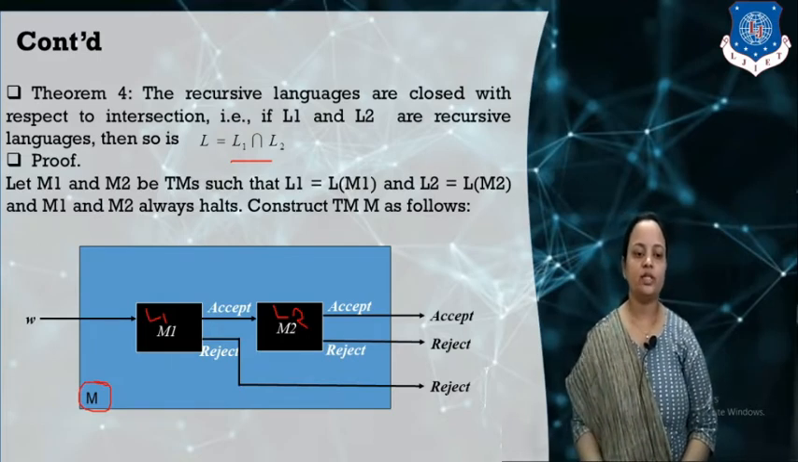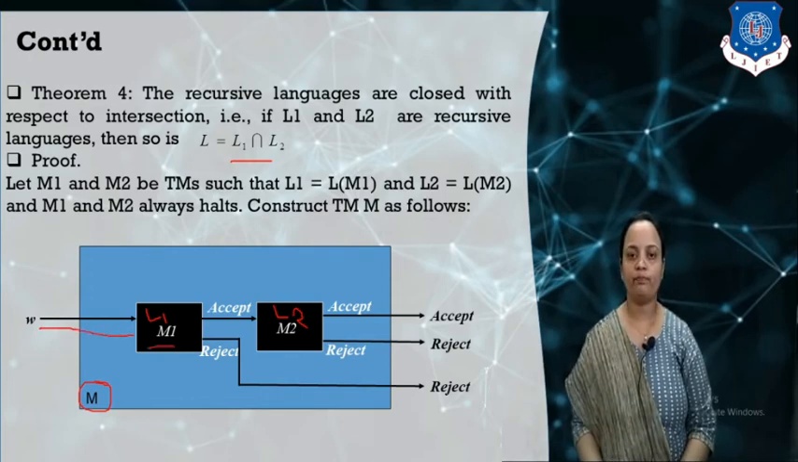Here you can see W is given as an input string which belongs to M1. It means that this machine accepts. If this machine accepts, this input is also given to machine M2. If the string is in M2, if the string is in L2, it is accepted. So for the intersection, this machine M1 also accepted.